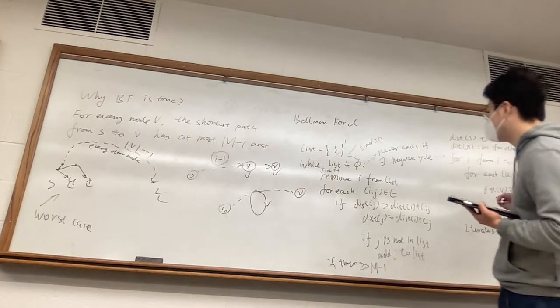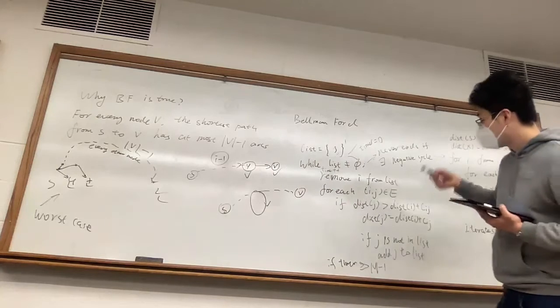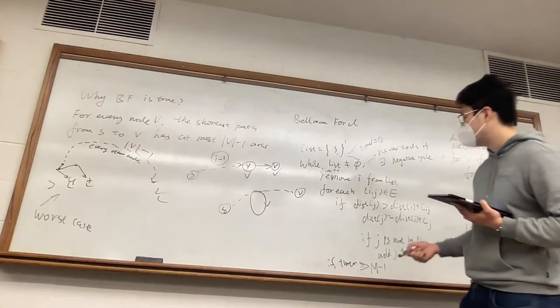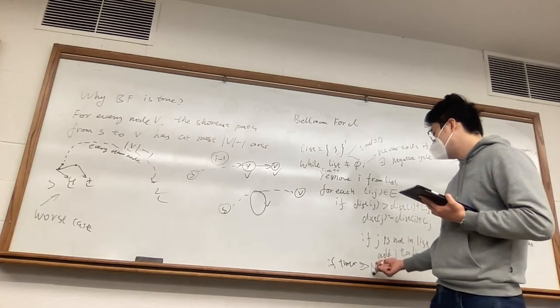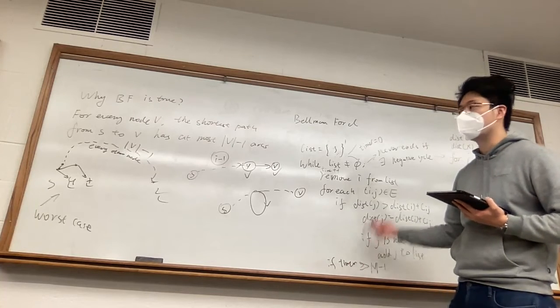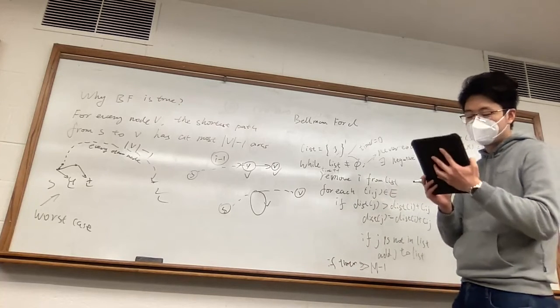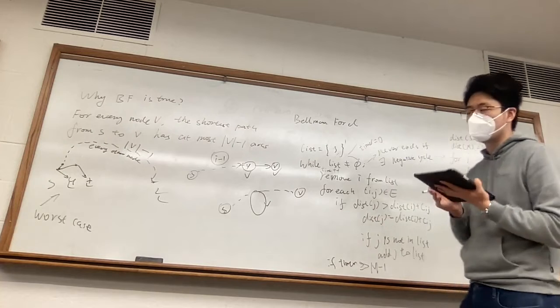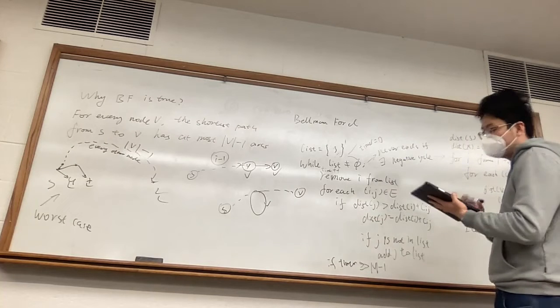And as I said here, the while loop should iterate at most V minus 1 times. So you check the timer in every iteration of this while loop, then you are done. So this is about the negative cost cycle problem.